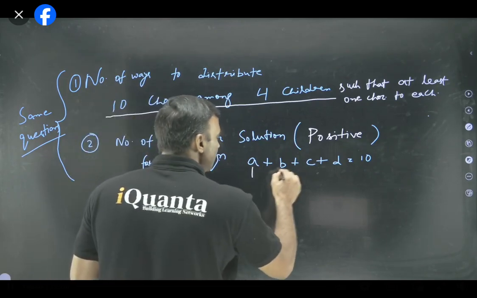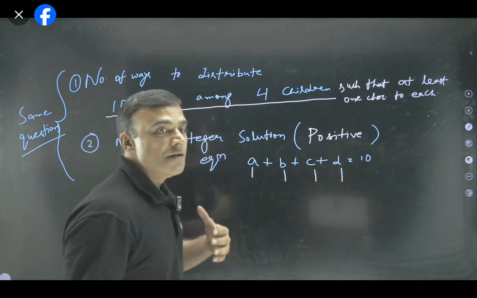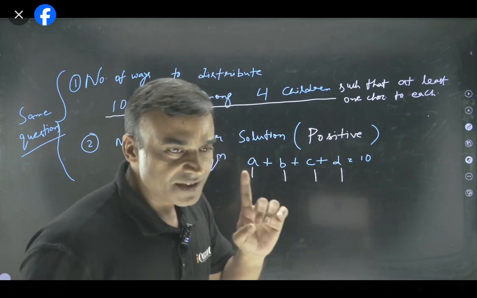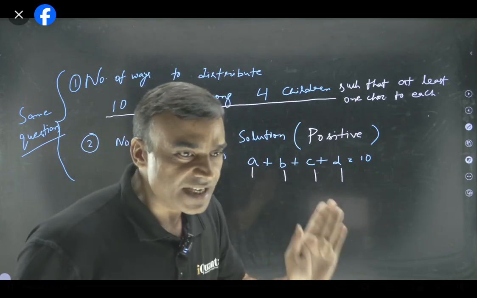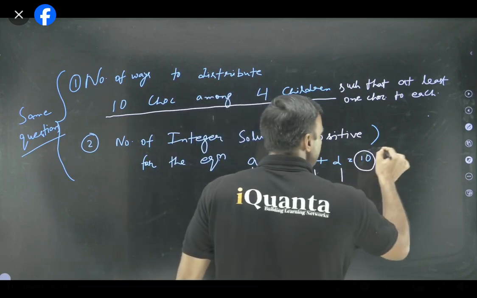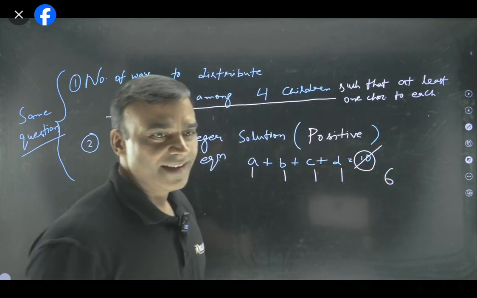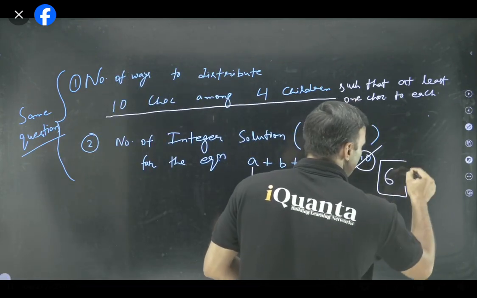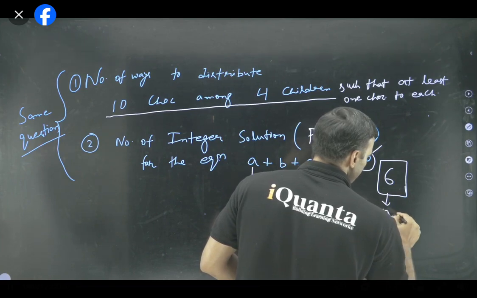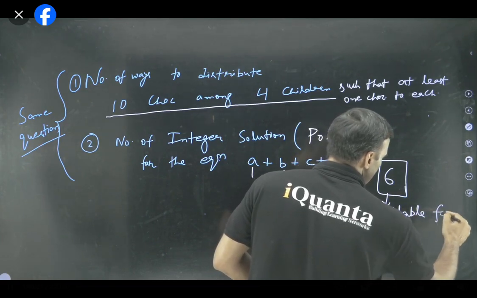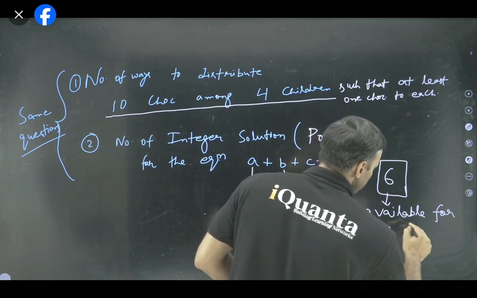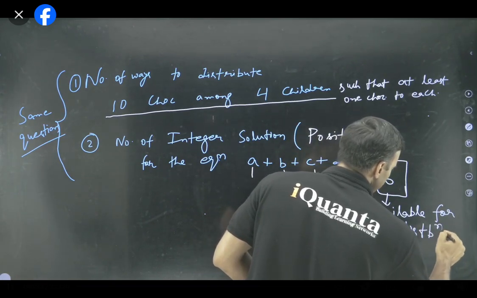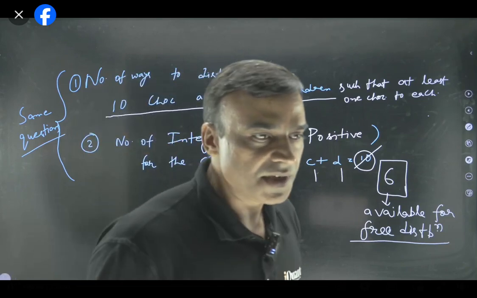We should give 1, 1, 1, 1. We should give 1 to each. Listen carefully. We should give 1 to each so that we are left with 6. Right? Yes, very good, Mansi. And this 6 is available for free distribution. The 6 is available for free distribution.